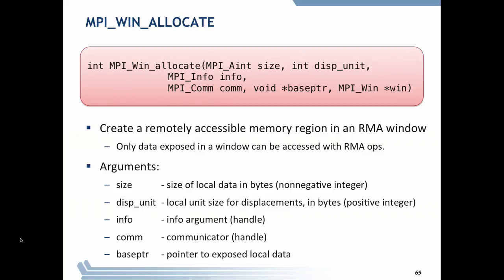Win allocate is pretty much the same thing, except I don't give it a pointer. I get back a pointer, following the C idiom. This really is a void star star pointer, but that doesn't work right in C, so it's declared as a void star pointer, but it semantically acts as the address of a pointer of arbitrary type. And so you just say how much I want, what the displacement unit is, the same info, the same communicator, and you get back the address of the data and the window object that you get to use.